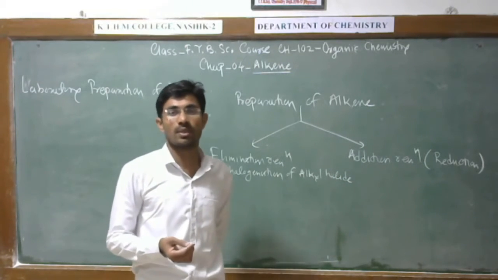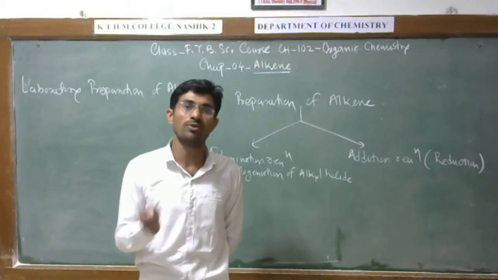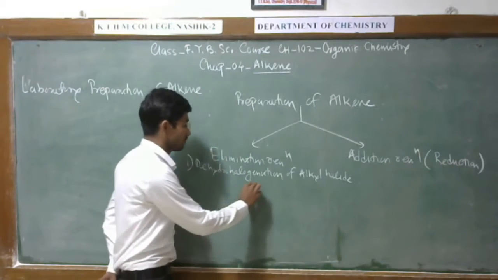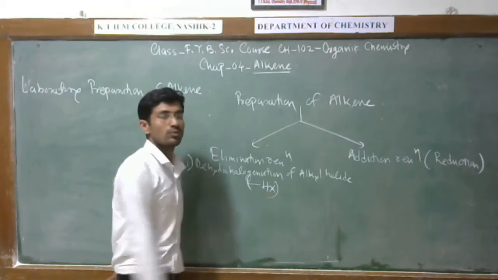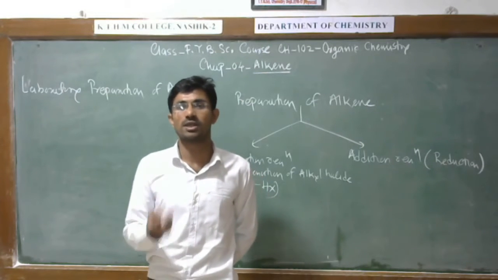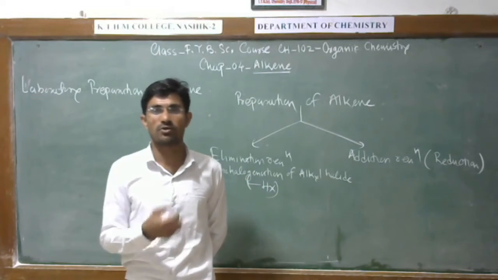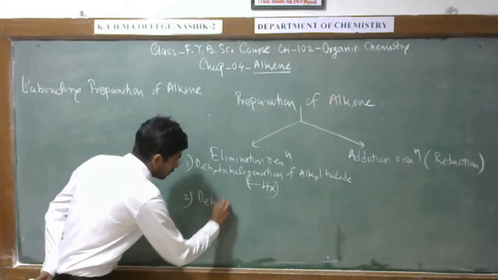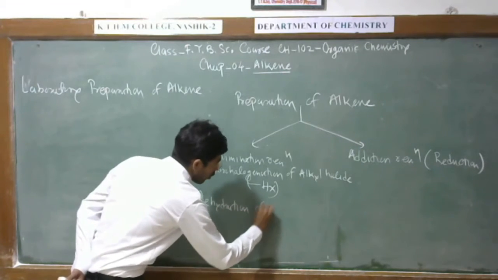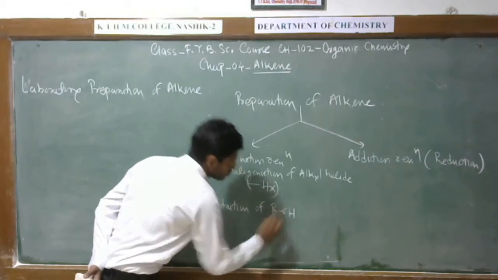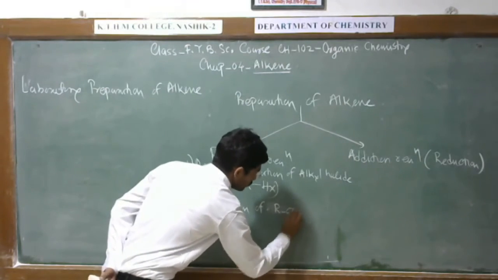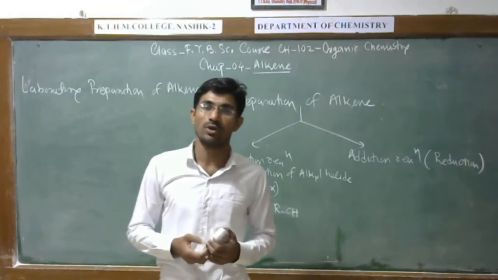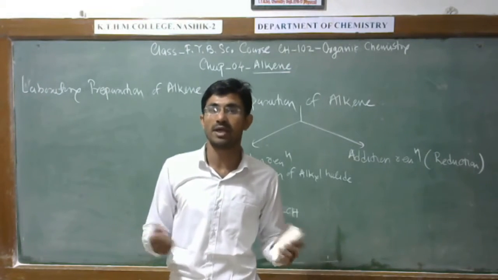From alkyl halide, with the help of a suitable reagent, if you remove HX, the HX group, that removal of HX is nothing but dehydrohalogenation. So by this approach we can prepare the alkene compound. Second is the dehydration of alcohol. Dehydration is the loss of a water molecule. From alcohol, if we lose the water molecule, we can prepare the alkene compound.